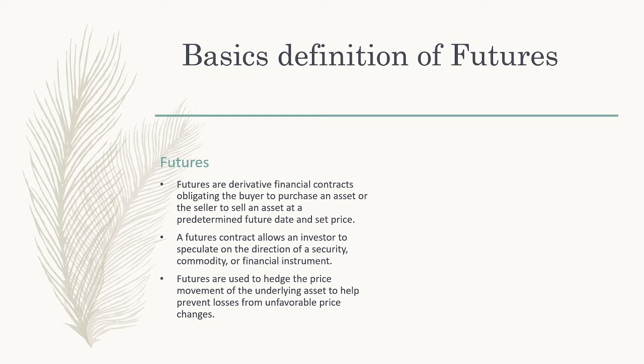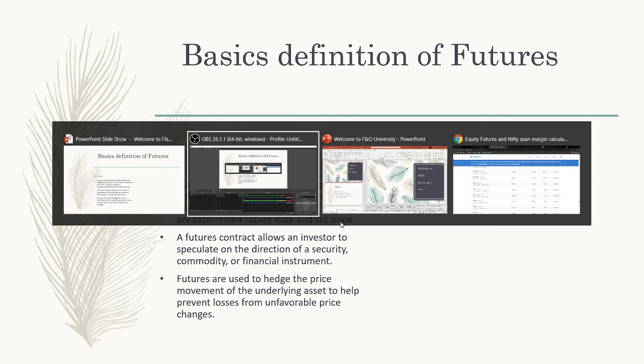There is a predetermined future expiry date for every future contract. So every underlying asset will have three future contracts open all the time, and there would be a predetermined future date and set price. So future date and set price. So let's look at this.